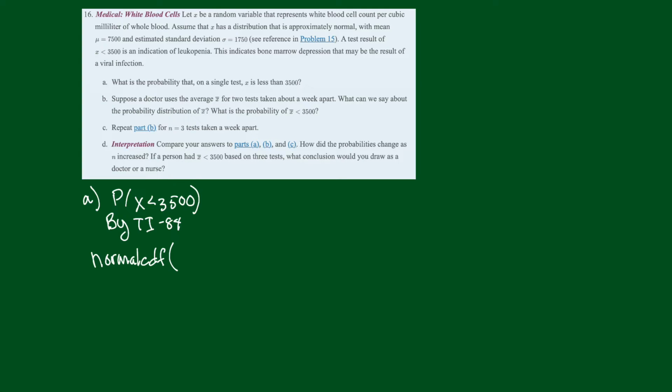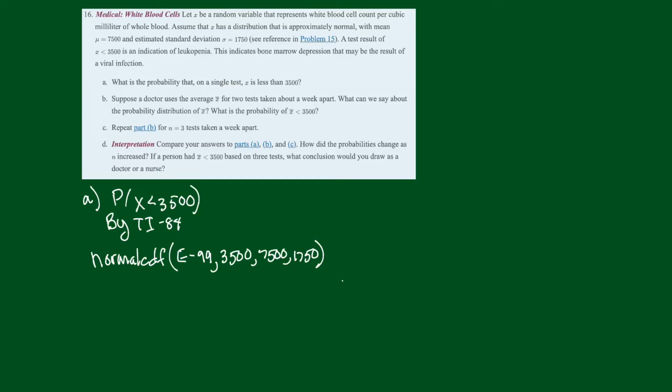Of, now the lower limit, remember this is like negative infinity, and here's how we did that one. It was E negative 99, up to the upper limit, which is 3,500. The mean is 7,500. And the standard deviation was 1750. Okay, there we go. Press enter.